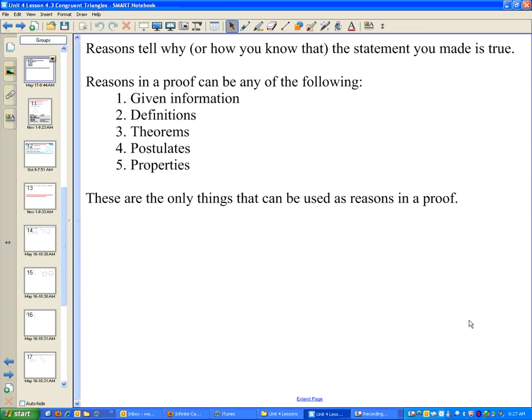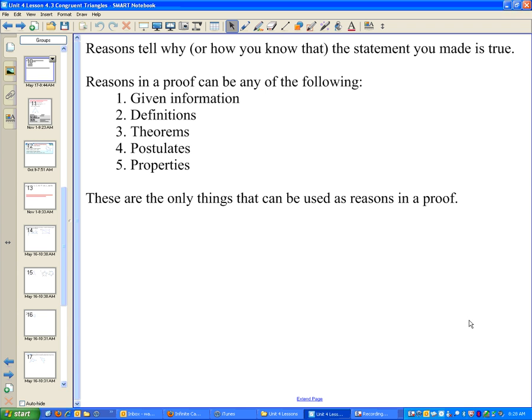Okay? Because you can make a statement, and it can even be true. But unless you have a reason to back it up, it's not very convincing. So we're going to make in our proofs true statements, and we're going to have reasons to back them up. Otherwise, like I said, it's just not very convincing if you don't have a reason to back it up. So that's what we got to concentrate on here.